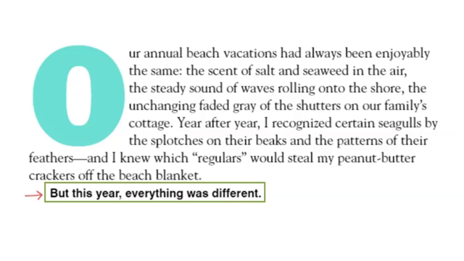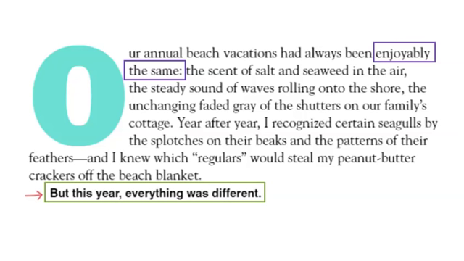I can infer that the character is unhappy about the differences she is going to notice this year because of the clues from the text. For example, the narrator states that her vacations have always been enjoyably the same. This makes me feel like she likes knowing what to expect each vacation. She likes the sound that she recognizes of the waves, and she even likes the seagulls.